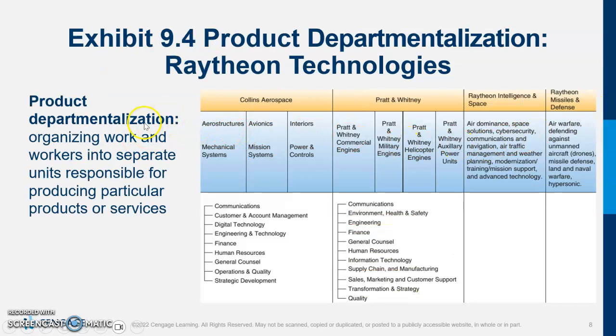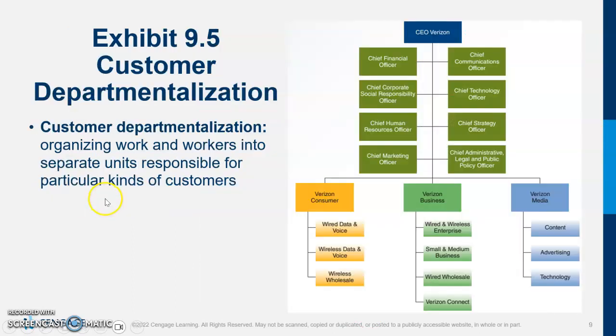Here's product departmentalization, and this is where you organize work and workers into the types of products that you sell. So here you can see for this company, they have an aerospace division. Pratt & Whitney looks at engines. They have cybersecurity, air traffic management, etc., intelligence and space, and then missiles and defense. So the types of products.